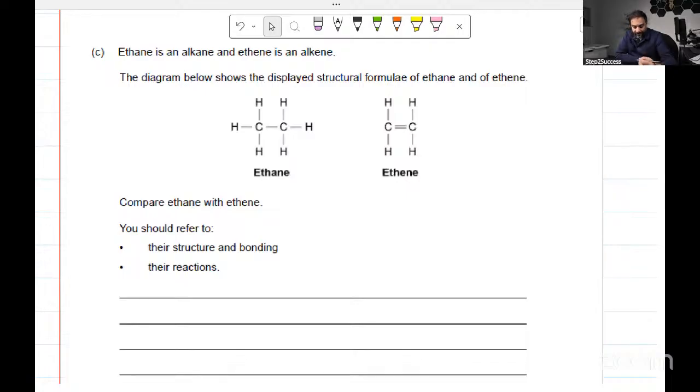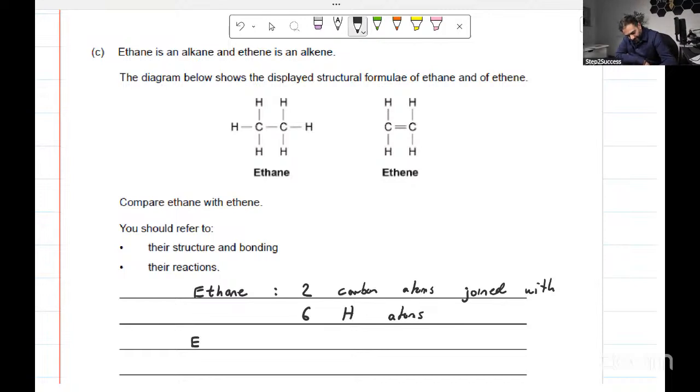Firstly, I would say, I don't know if this is a mark, but I would say ethane has two carbons joined with six hydrogen atoms, whereas ethene has two carbons with four hydrogens. Sometimes the obvious answer is part of the answer.